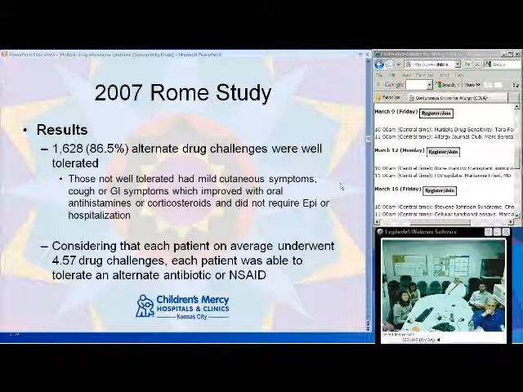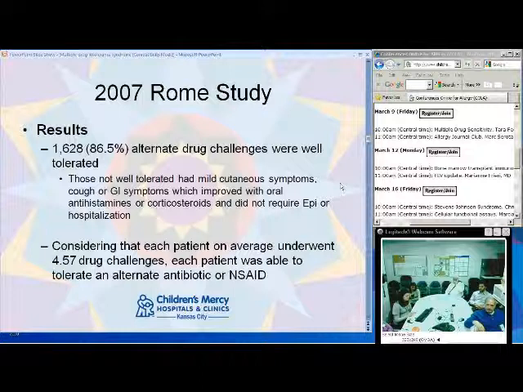On average, each of these patients underwent about 5 drug challenges. Each of them was able to tolerate an alternative antibiotic or an alternative NSAID. They felt from the study that a lot of these patients felt like they couldn't tolerate any NSAIDs, they couldn't tolerate any antibiotics, and they were able to find something in every single patient that they studied.